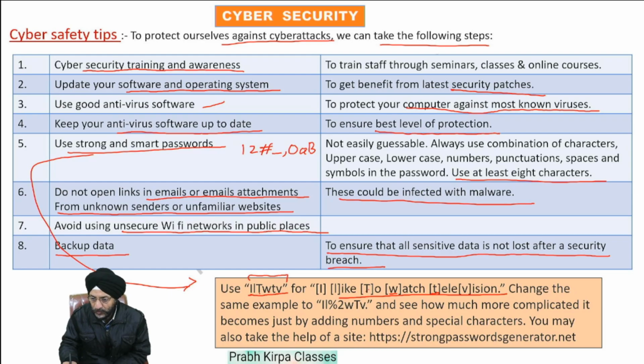But if you change this example in another way, this is I, this is like, you add here a percentage sign. For 2, I like 2, you write 2 in this way. This W is for watch, this is for television. So if you use this type of password instead of this, it becomes a very strong and complicated password just by adding numbers and special characters.